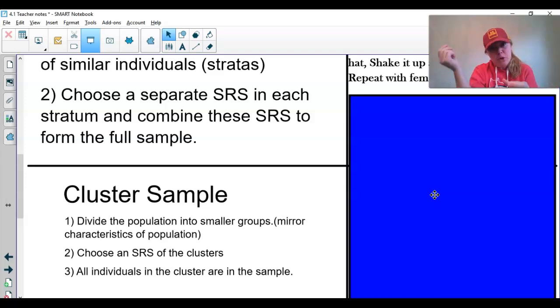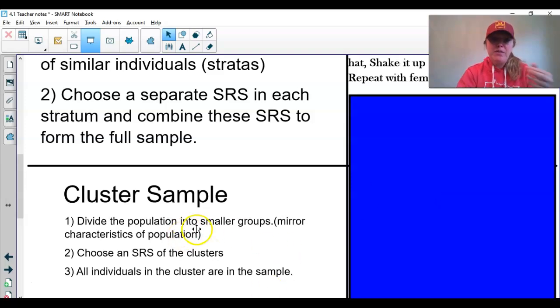If my name, Mrs. Opal, gets pulled out, then every single person in my advisory would get questioned about their opinions about high school at Armstrong, okay? Or opinions about Armstrong, whatever. A cluster sample, again, is a little bit easier to execute. It doesn't take as much time in the part of randomization.